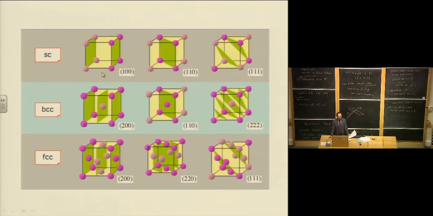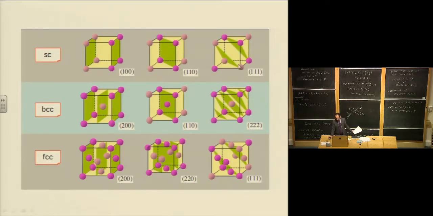Same with FCC. If we considered the FCC lattice and you considered the 1, 1, 1 planes, these planes here, we would not intersect some of these lattice points. These would be missing. So 1, 0, 0 is not a reciprocal lattice vector for FCC. 2, 0, 0 is. Okay?